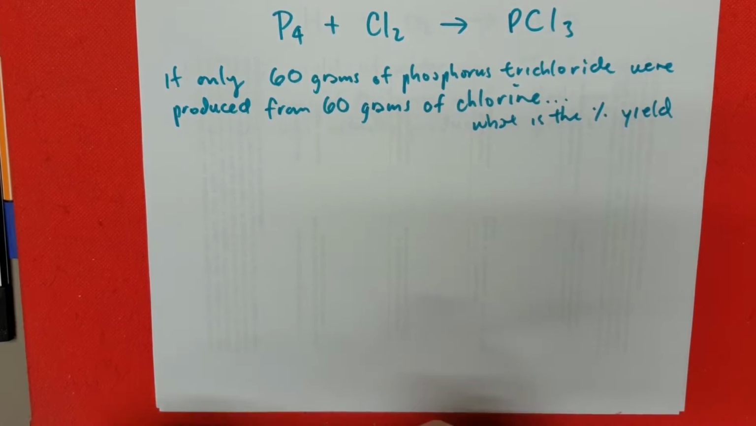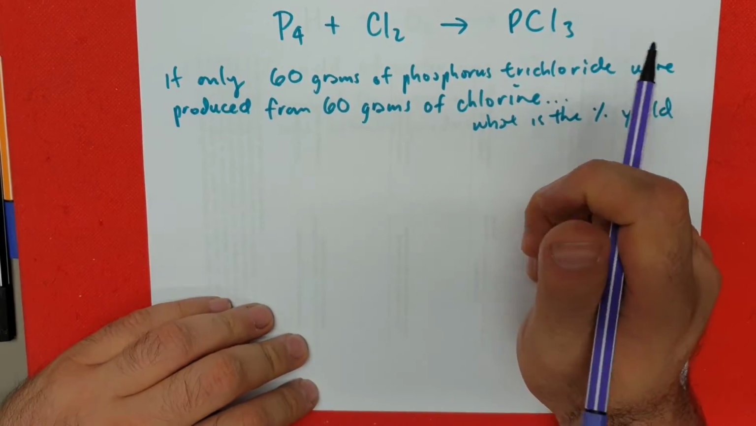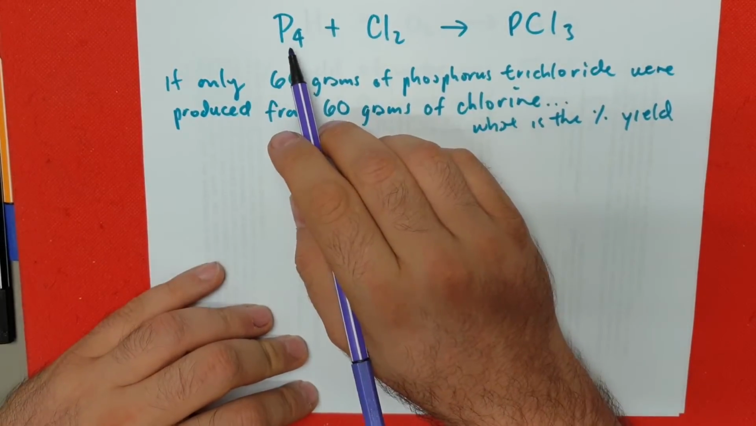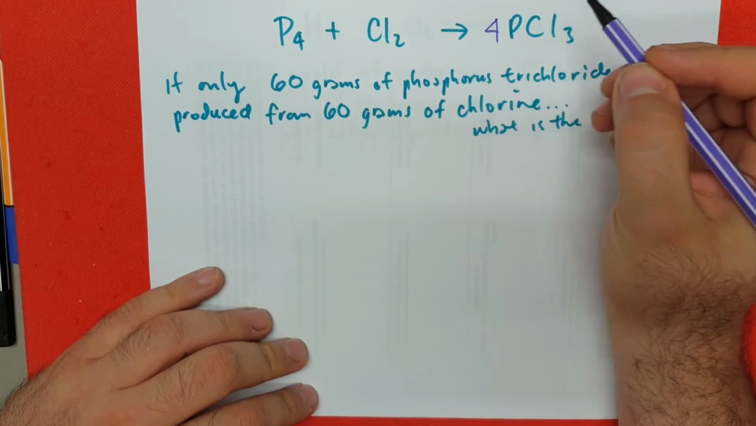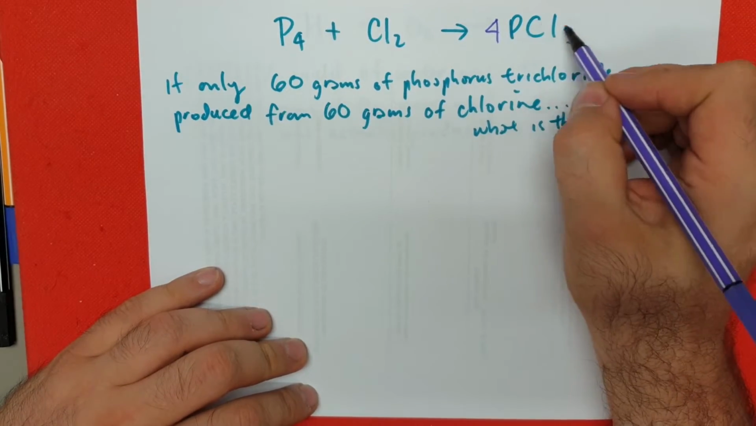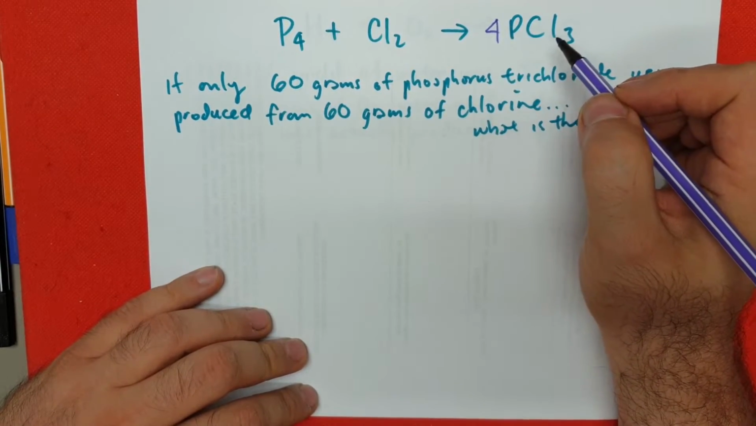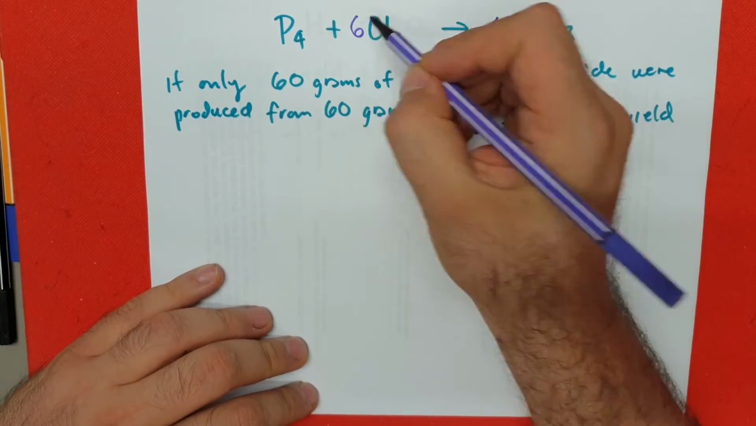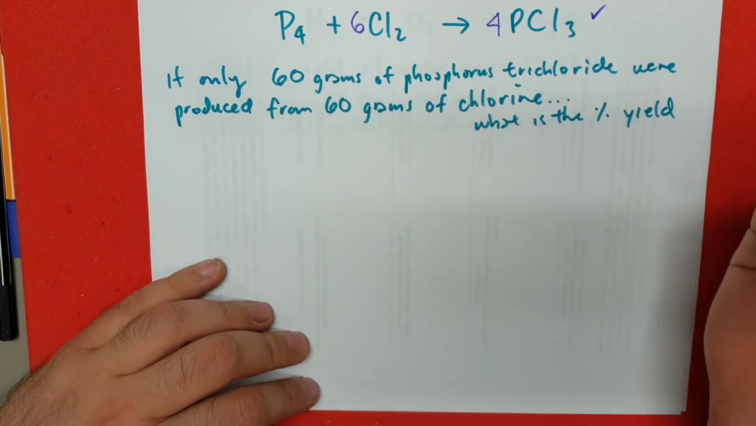And first I want to make sure that I balance out my chemical equation. So I see that it's not balanced, so I need to add a 4 here for the phosphorus. And now that changes my chlorine count over here to 12. And that means I'm going to add a 6 over here. So my reaction is balanced, and now I can work with it.